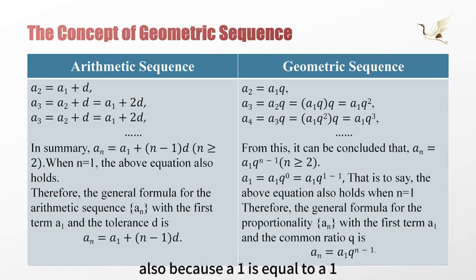Also, because a1 is equal to a1 multiplied by q to the power of 0, and 0 can be understood as 1 minus 1, that is to say, when n is equal to 1, the above equation also holds.